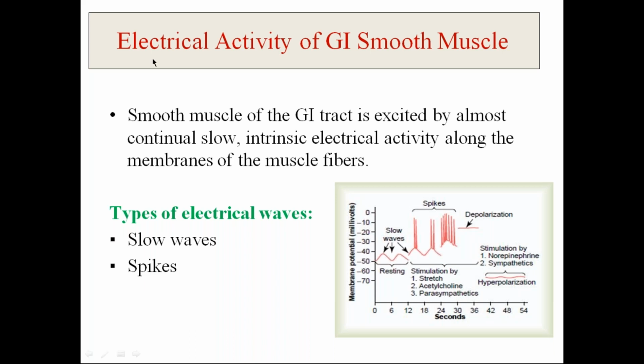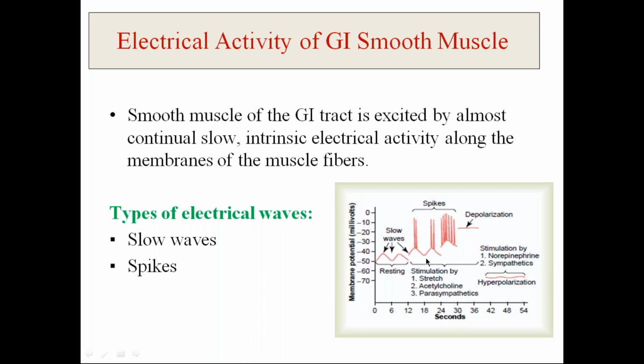So in the electrical activity, this is just an overview. Again, the smooth muscles do not have a resting membrane potential per se. Their resting membrane potential keeps on fluctuating, and this fluctuating resting membrane potential is basically the basic electrical rhythm, which gives rise to the slow waves. When it reaches the threshold, then the spike potentials are produced, right? So this is showing you the electrical activity of the GI smooth muscle.